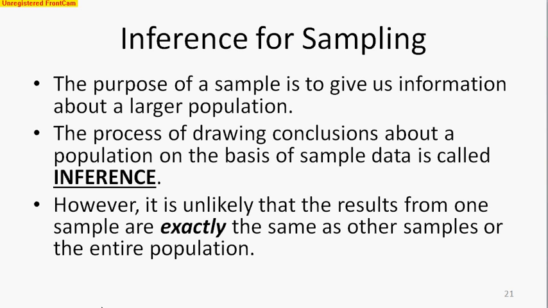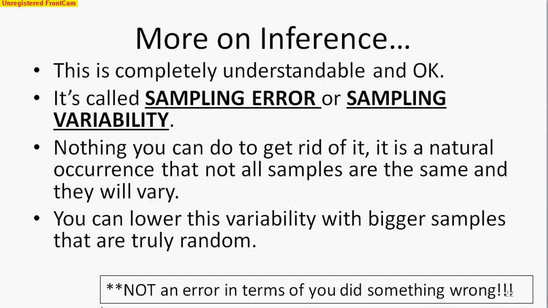However, it is unlikely that the results from one sample are exactly the same as other samples or the entire population. You have to have the understanding that just because our sample comes back that the average grizzly bear weighs 562 pounds, it doesn't mean that that is exactly what's true for other samples of grizzly bears or even the population. So it's important that we understand this idea. It's called sampling error or sampling variability.